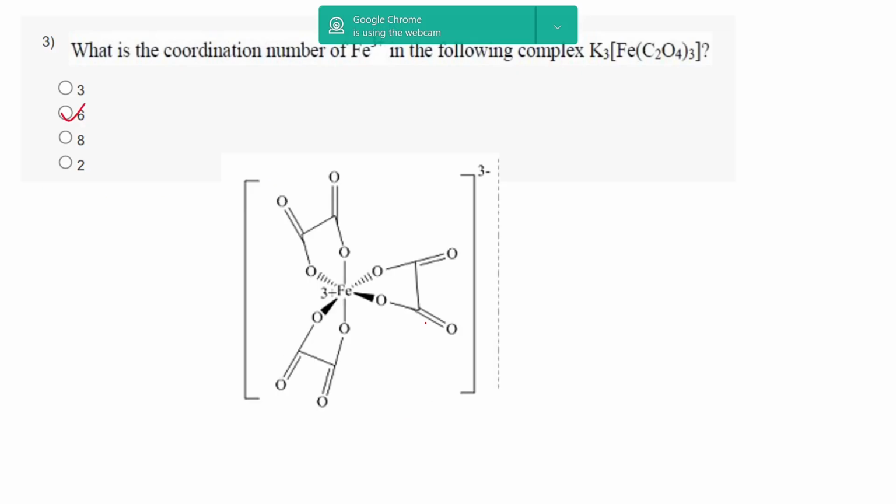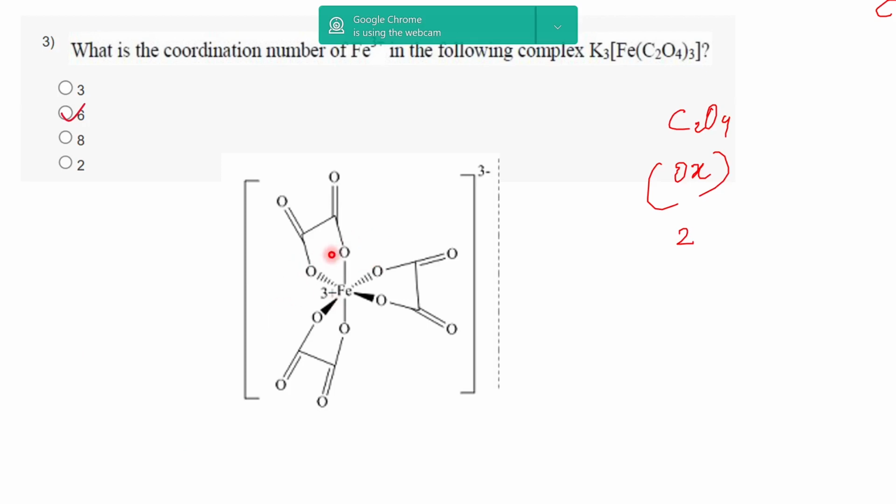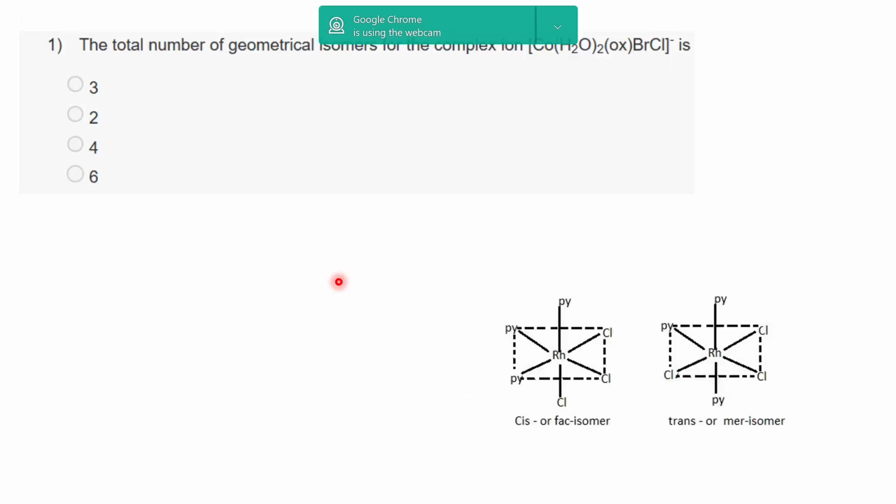This question we also discussed last class, where we were talking about C2O4. C2O4 is also known as oxalate. So each oxalate has two donor atoms. See, here we have two oxygens, right? This is the oxalate group. So each oxalate has two oxygens, so the denticity is 2. This is a bidentate ligand, and it binds through both oxygens.